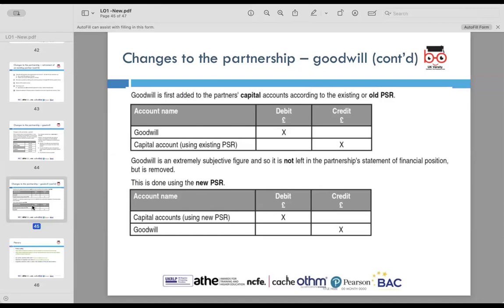Despite being added initially, goodwill is not retained as an asset on the partnership's statement of financial position. Instead, it is removed using the new profit sharing ratio to reflect the adjusted partnership value without goodwill. For example, debit capital accounts using the new PSR, profit sharing ratio, 50,000 and credit the goodwill account 50,000.